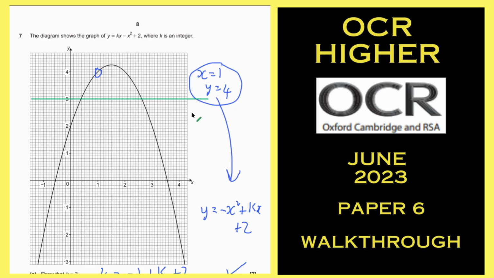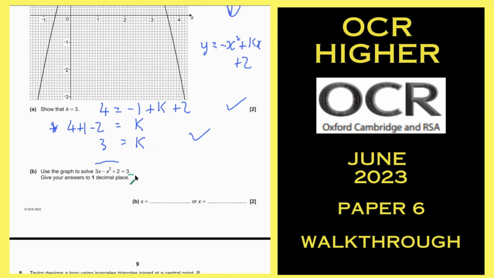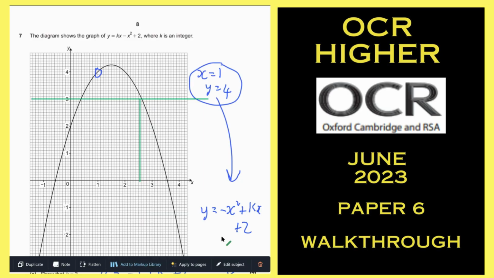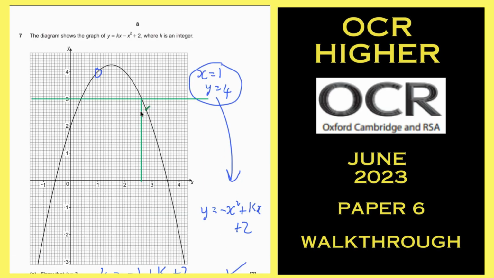Once you've drawn your horizontal line that equals 3 for there, then you read off your data, grab a ruler. Let me just adjust it. There we go. Go down to your x-axis to read off one answer. Go down to your x-axis to read off another answer.